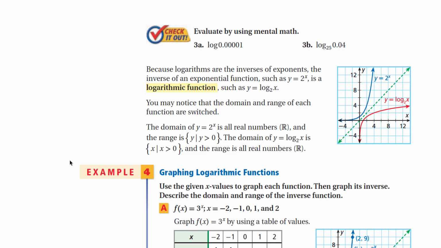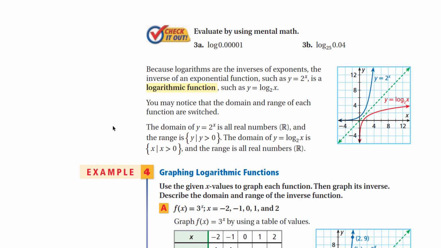Now, because logarithms are the inverses of exponents, the inverse of an exponential function, such as y equals 2 to the x, is a logarithmic function, such as y equals log base 2 of x. And in the previous lesson, when we looked at inverses, we had the dashed line y equals x represent the mirror. So this curve right here is y equals 2 to the x. And the perfect reflection or mirror image across the line is y equals log base 2 of x.